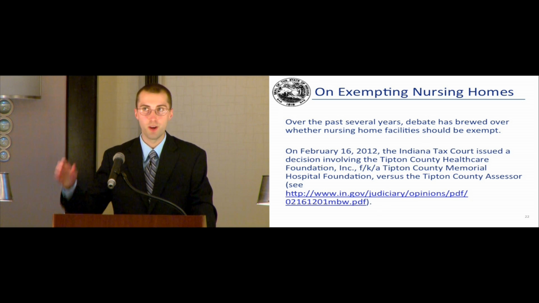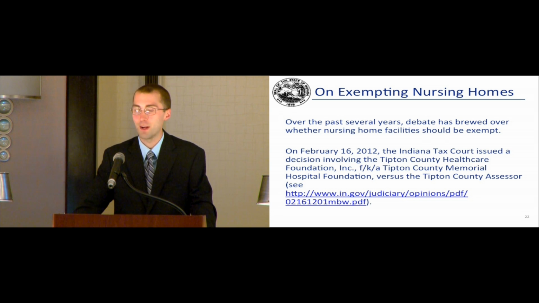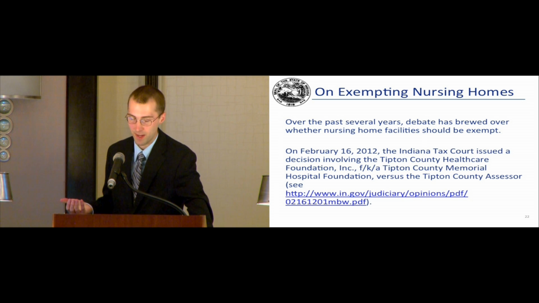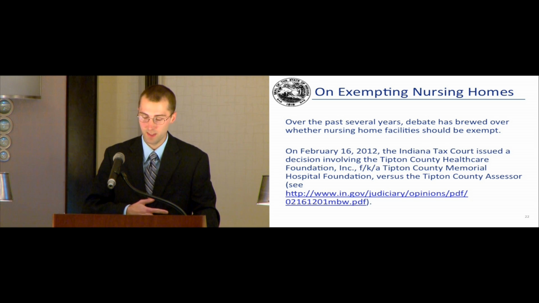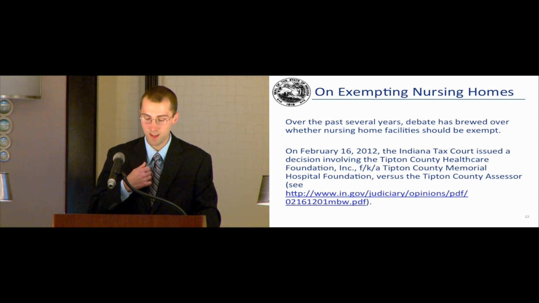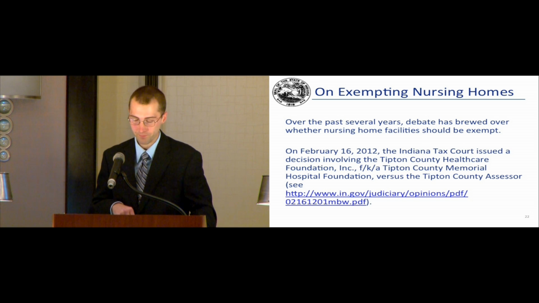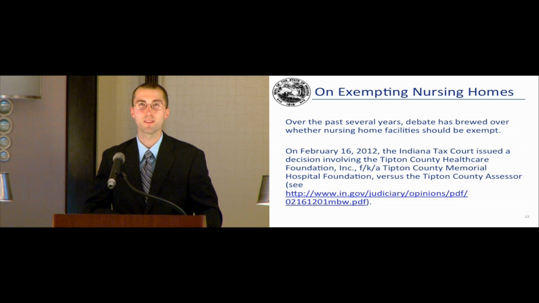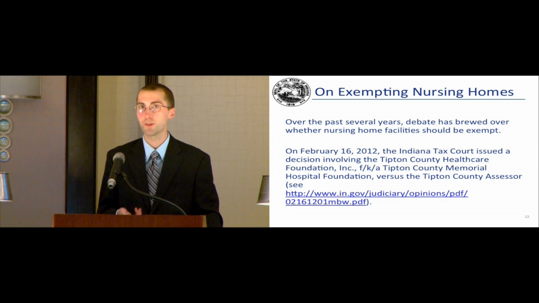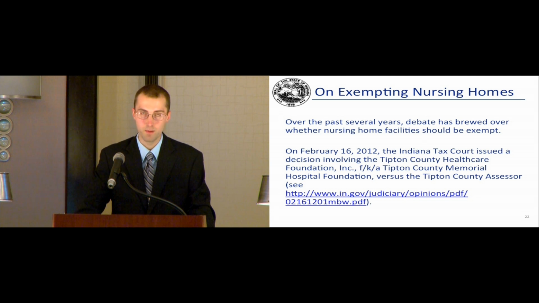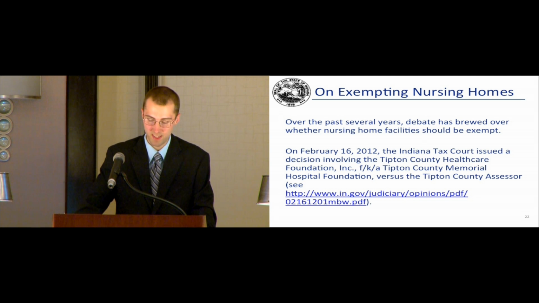In February of 2012, the Indiana Tax Court rendered a decision involving the Tipton County Healthcare Foundation versus the Tipton County Assessor. By way of background, the facts of this case essentially were that the foundation owned an assisted living facility that it had leased to a for-profit company to manage and operate the facility. Now, the company, per its lease, had paid the foundation minimal rent, paid for expenses such as utilities, and also covered the property taxes. The foundation then applied for the exemption but was then denied.